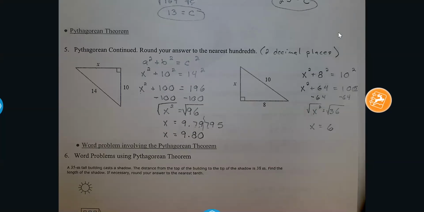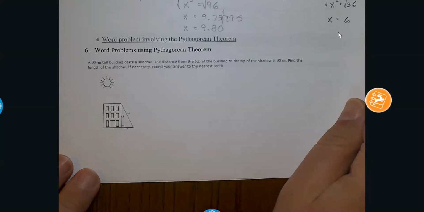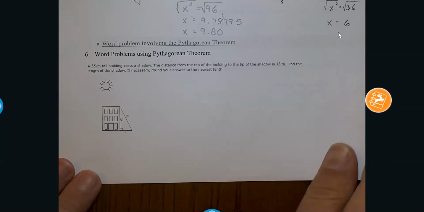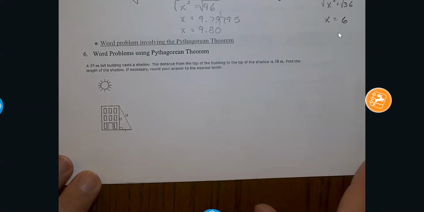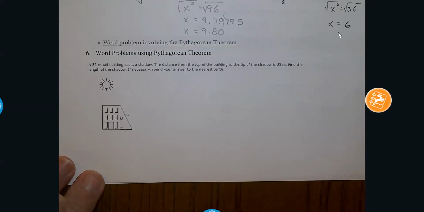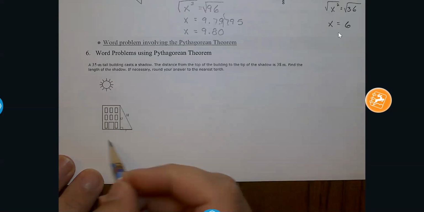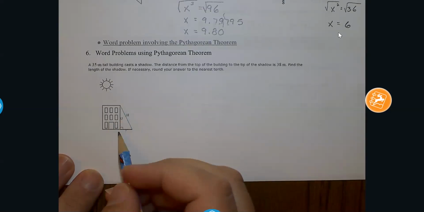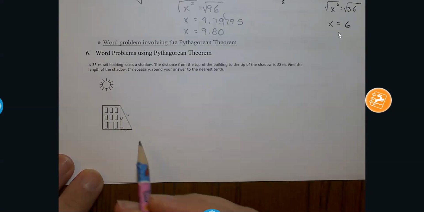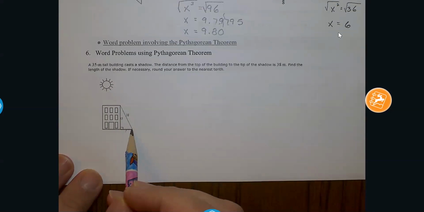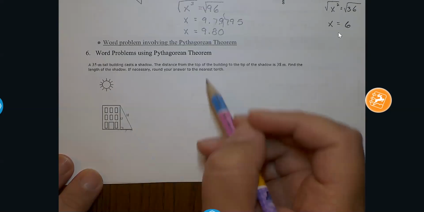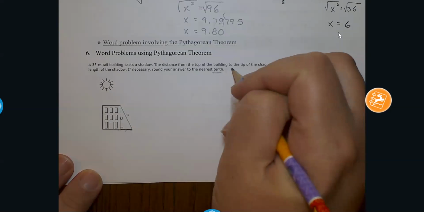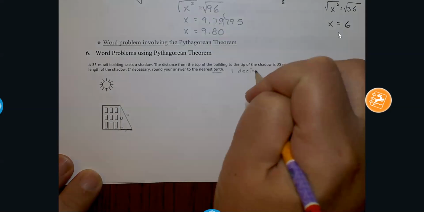Okay. Moving on, we have word problems of Pythagorean theorem. Now, I know word problems are a bit scary and you don't like word problems, but I promise you these problems aren't too bad because they're already going to give you the picture label. So they're telling us a 35-meter tall building casts a shadow. The distance from the top of the building to the tip of the shadow is 38 meters. Find the length of the shadow. Okay. If necessary, round your answer to the nearest tenth. Tenth is 1 decimal place.